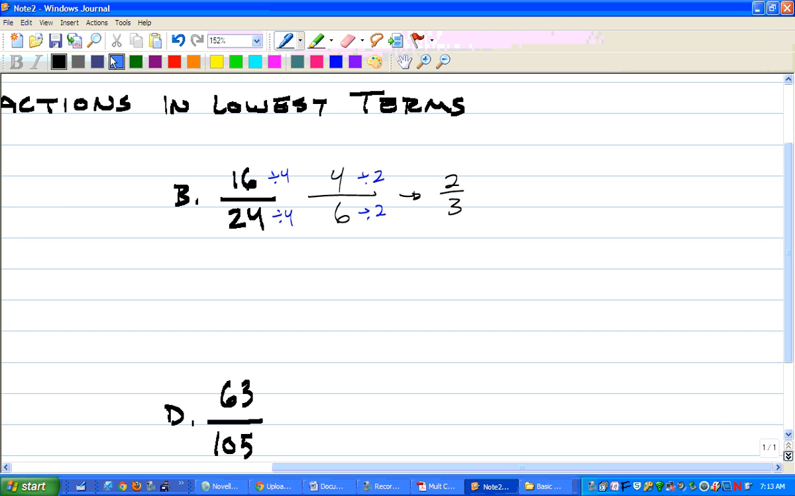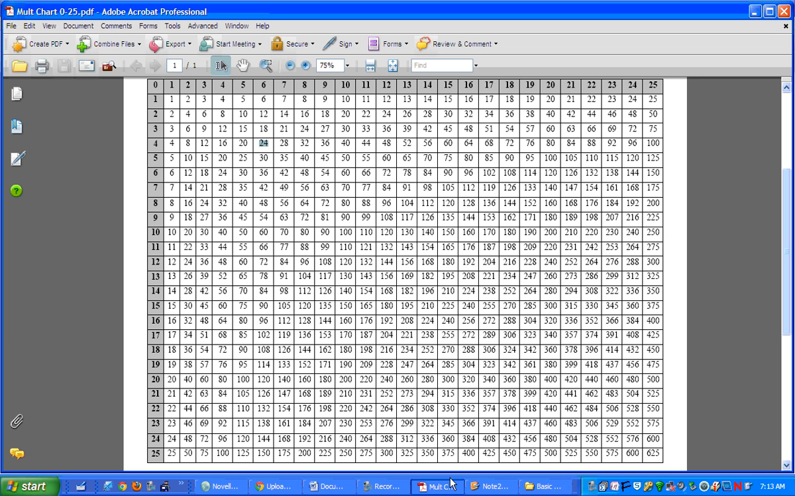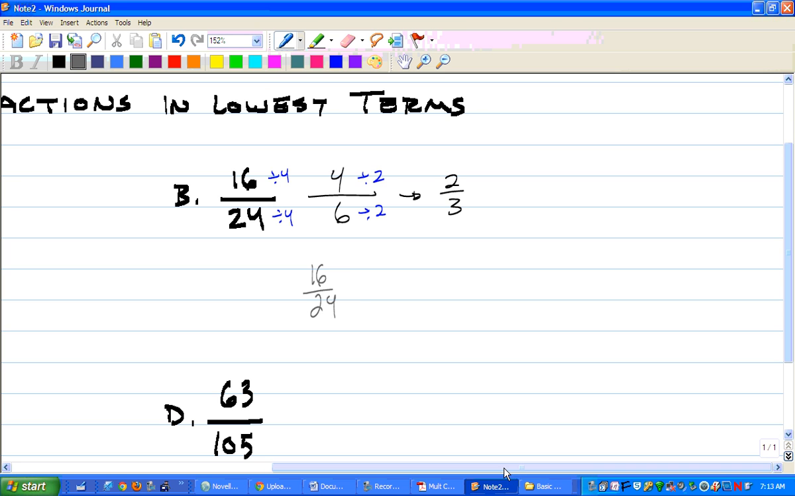Now, let's look at this again. 16 over 24, and go back to our multiplication charts. Was there another number that we could have picked right away that's higher than that? Yeah, 8. Okay, so if we find the biggest number, we can reduce and be done right away and not have to do multiple steps.